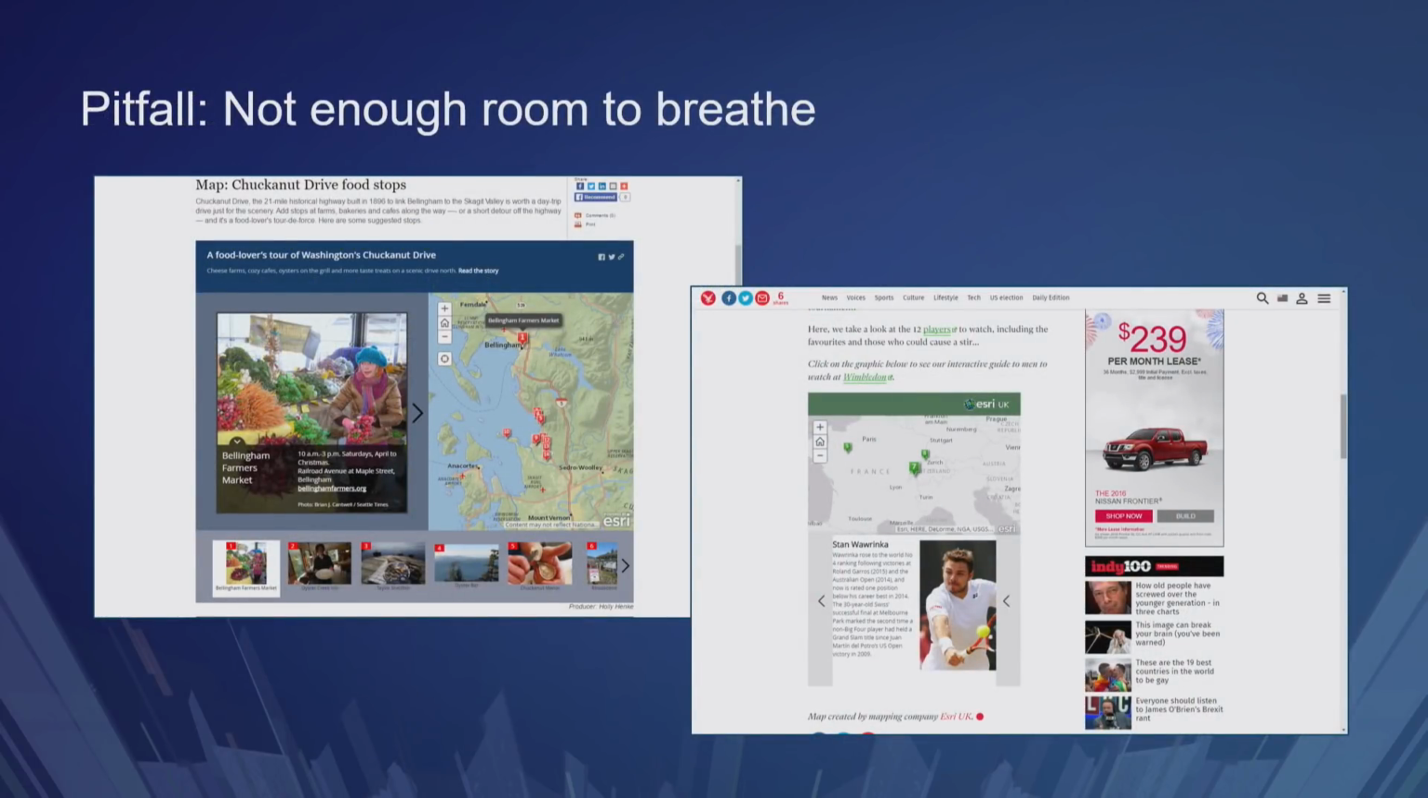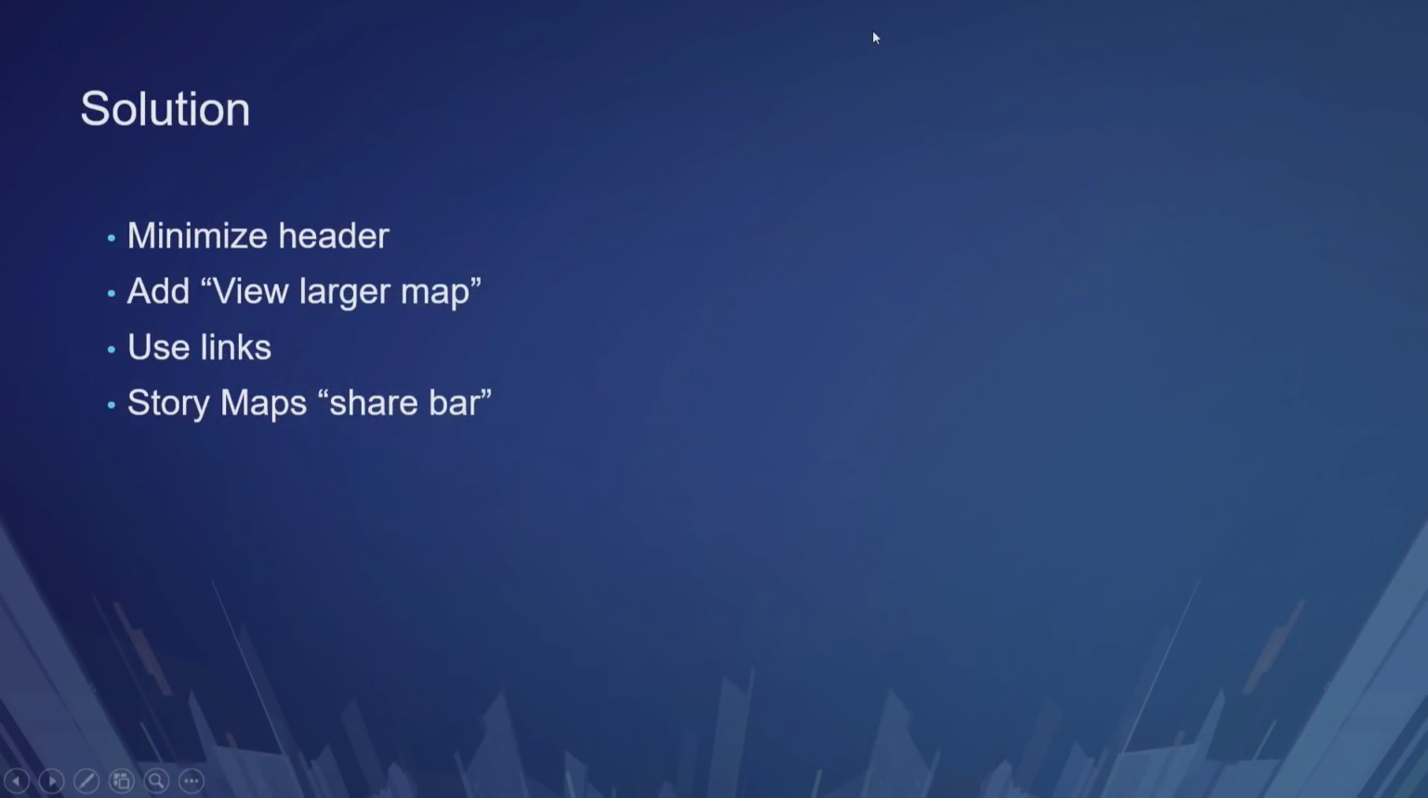Another pitfall is we see lots of story maps embedded into websites that just don't give them enough room to breathe. They're just kind of stuffed in there, and they're really compact. And sometimes the story map needs a little extra room to breathe. They are responsive, so they fit different form factors, but it's not the best experience in the web page when they're too scrunched. So what you can do is add a view larger link, which will open it up in a new browser or tab, so that someone can experience the full story map.